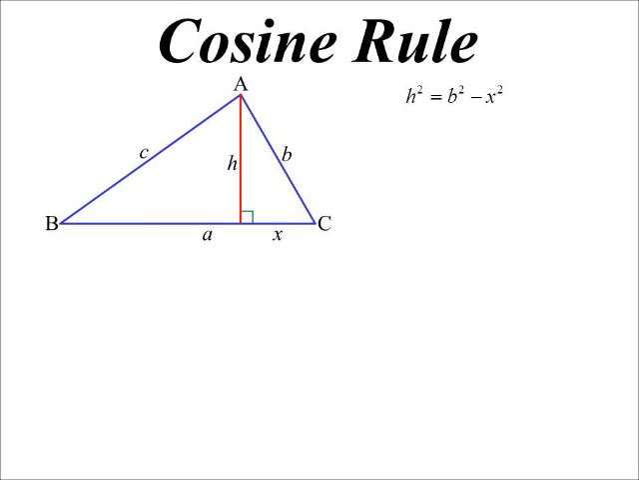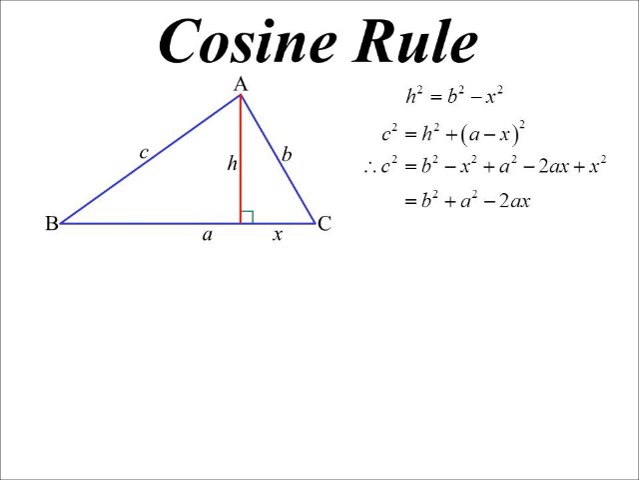h squared is, of course, b squared minus x squared. But if I use the other triangle, then c squared would equal h squared plus (a minus x) all squared. So therefore, c squared is b squared minus x squared plus a squared minus 2ax plus x squared, which is b squared plus a squared minus 2ax.